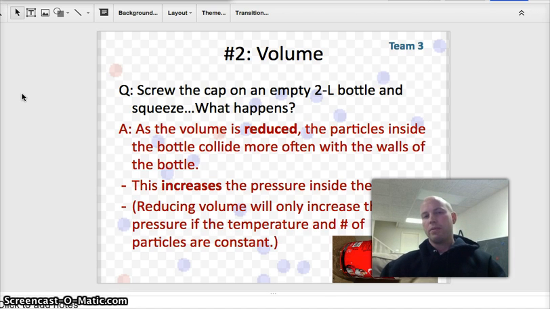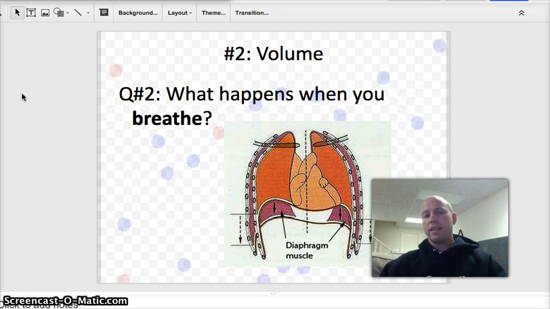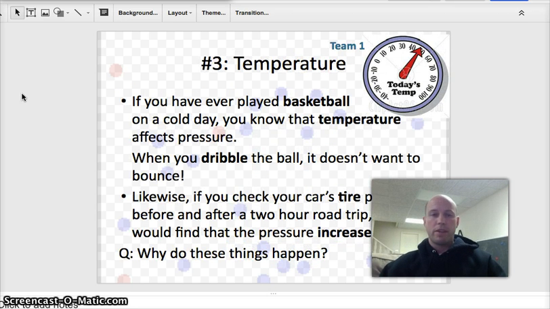And then finally, we'll look at temperature and see that as things increase in temperature, that's going to have an effect on the pressure as well. Maybe in the past you've tried to dribble a basketball on one of those cold January, February days, and a basketball's kind of hard to bounce. Well, it ties in with all these gas pressures.